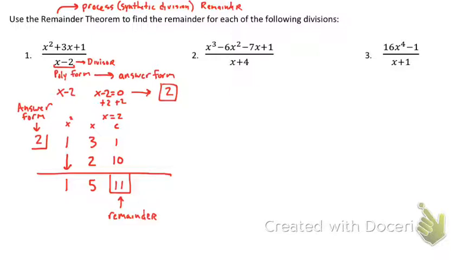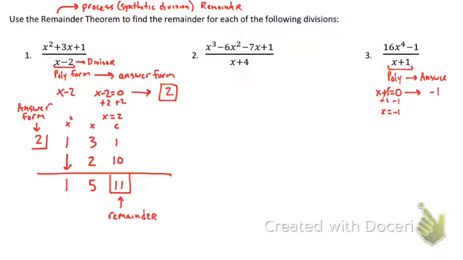All right, let's jump over to number 3. Let's set this up again. So again, this is in polynomial form. We want to turn it into answer or solution form. Okay, and again, how do I do that? Take your polynomial form and put it equal to 0 and solve. So if I solve, x equals negative 1. So negative 1 is answer form. Okay?